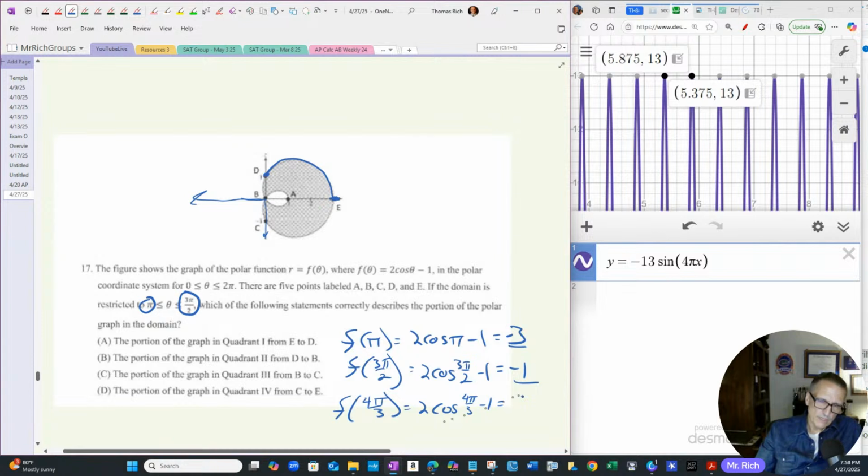Cosine 4 pi over 3 is a -1/2. No, that gives me a -2, because it'd be 2 times -1/2, which is -2. So 4 pi over 3 would mean I would be pointing in this direction, but yet I would be at a -2. So I would be somewhere up here in the first quadrant. So that kind of confirms that we've got the right answer here.